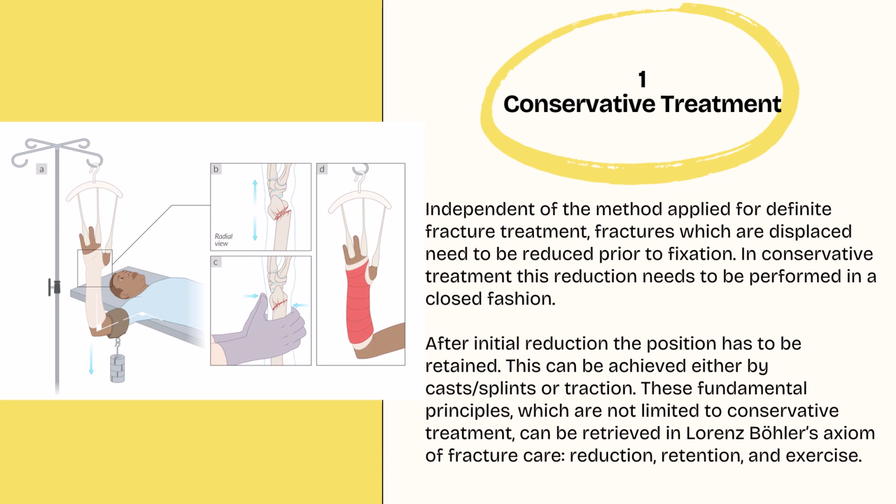First, conservative treatment. Independent of the method applied for definitive fracture treatment, fractures which are displaced need to be reduced prior to fixation. In conservative treatment, this reduction needs to be performed in a closed fashion. After initial reduction, the position has to be retained. This can be achieved either by cast or splint or traction. These fundamental principles, which are not limited to conservative treatment, are reduction, retention, and exercise.